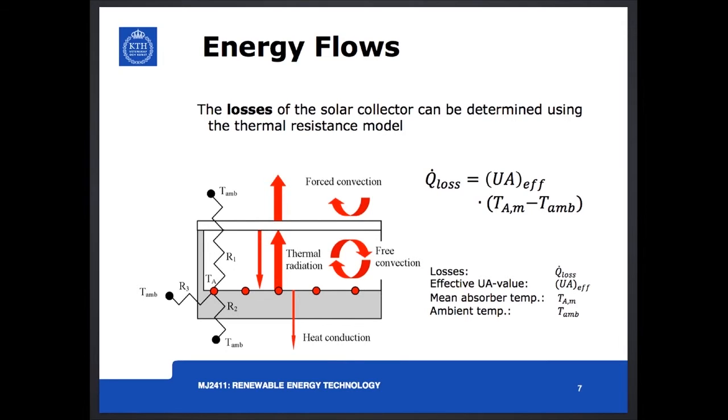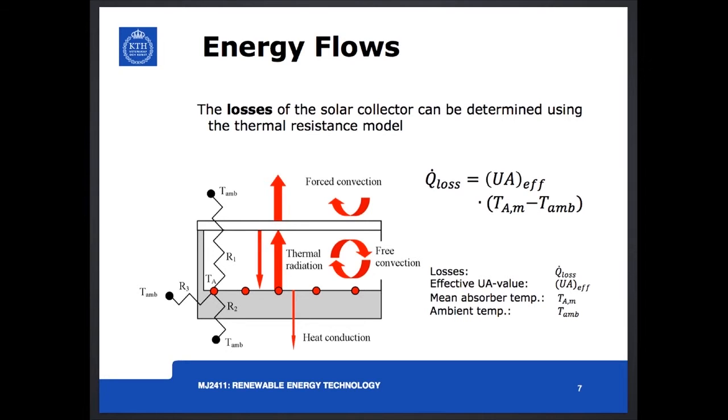The heat losses of the solar collector can be determined using the thermal resistance model. Generally speaking, we use the equation shown to the right to calculate the heat losses. Here, UA effective is the effective UA value, which is proportional to the heat losses. We also have to take into account the mean absorber temperature, T_AM, and the ambient temperature.